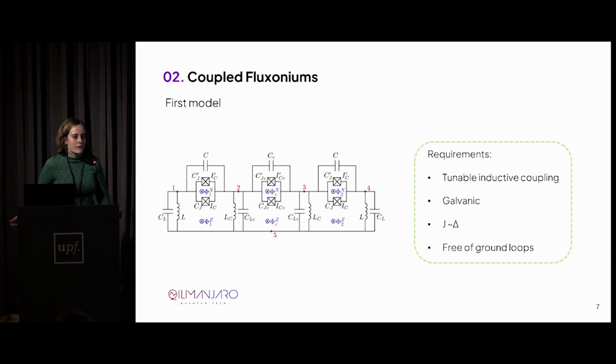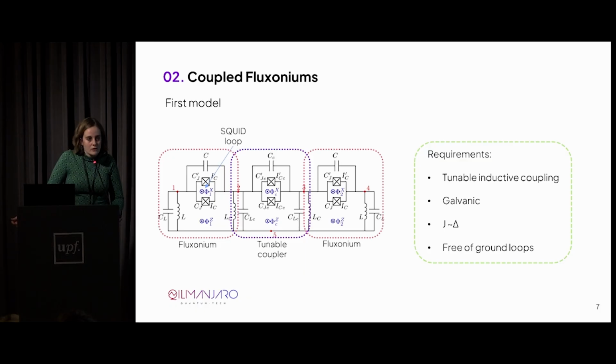While we were thinking about this, we had in mind that, as I mentioned, we wanted a system that was able to have some tunable inductive coupling. That is why we decided to couple two Fluxonium qubits by means of a tunable coupler that is, in its turn, a Fluxonium-like circuit element. We decided to make this coupling between the Fluxoniums and the coupler galvanic, and this means that the Fluxoniums share a line with the coupler, and it is in this line where you can find the inductor LC. And we did so because we were looking for a system that was able to achieve coupling strength in the order of the qubit gap.